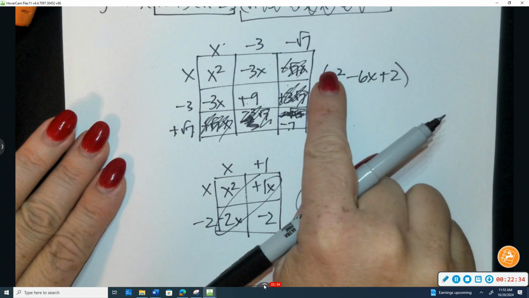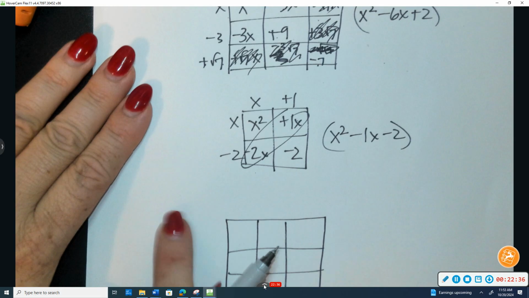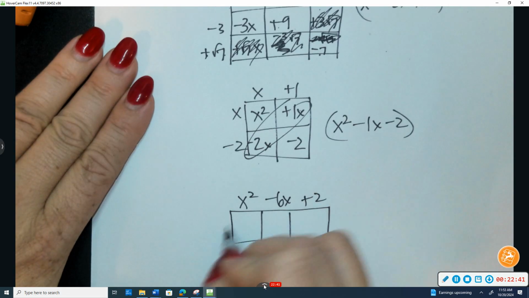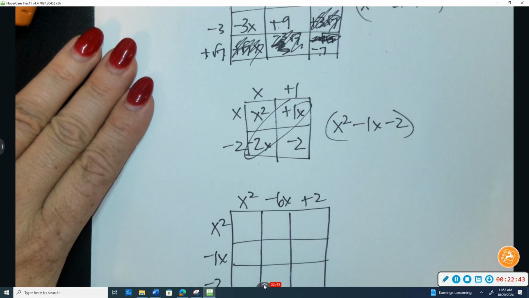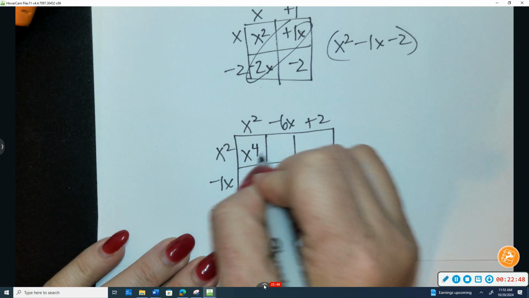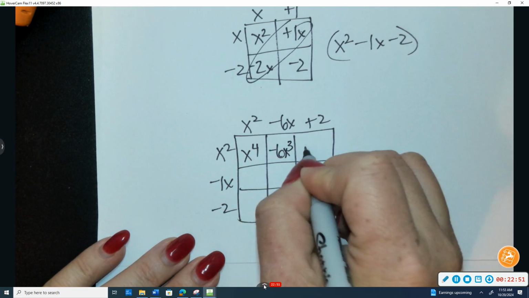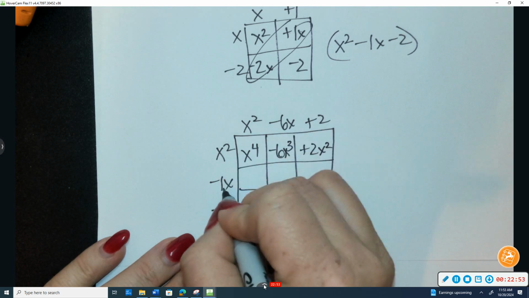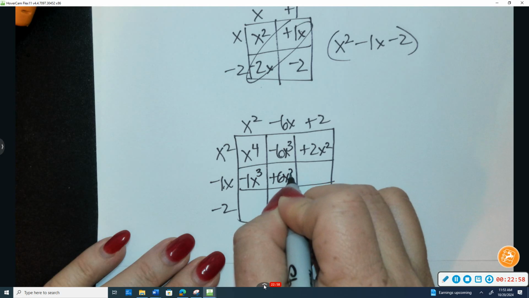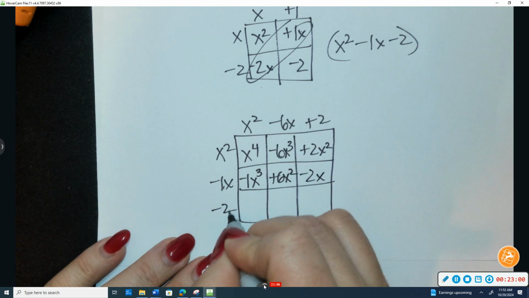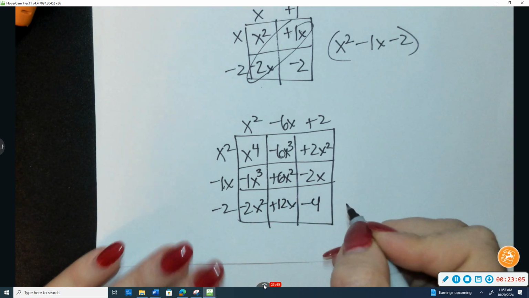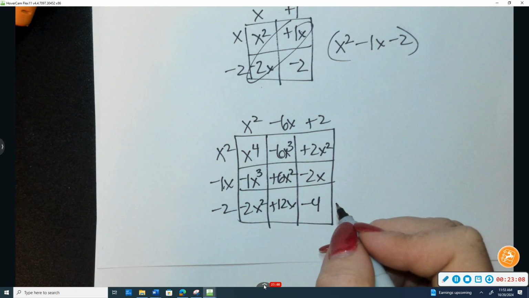A common question is, how do I know if this is supposed to go across the top or down the side? It doesn't matter. X squared minus 6x plus 2 and x squared minus 1x minus 2. Here we go. X to the 4th minus 6x squared plus 2x squared. Multiplying now by this negative x, negative 1x cubed, positive 6x squared, and negative 2x. And lastly, negative 2, negative 2x squared, positive 12x, and minus 4. Okay, this is what I have now. What do I do next?